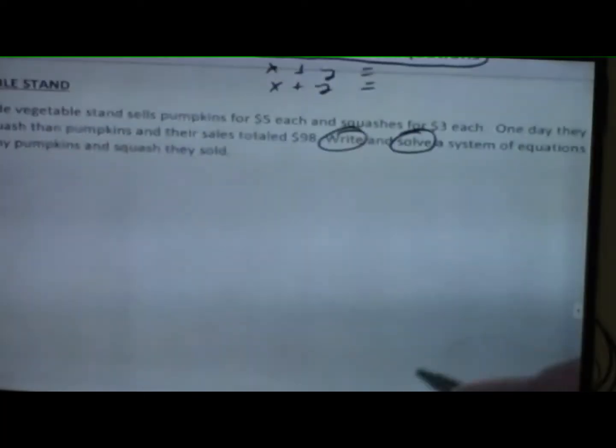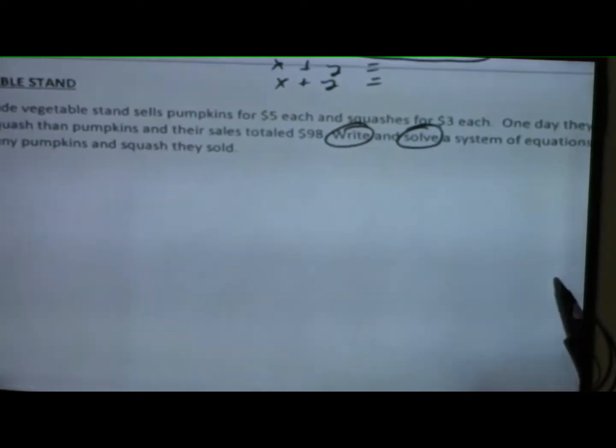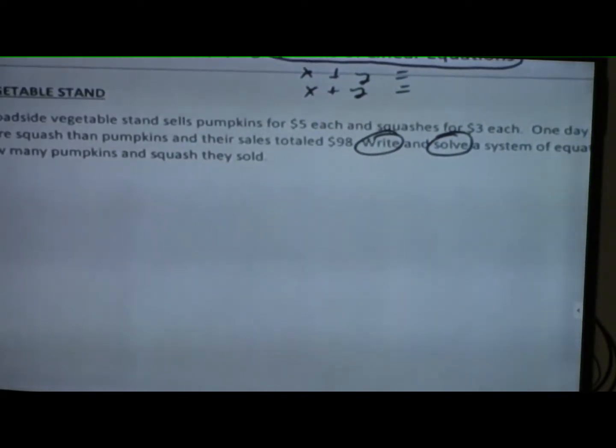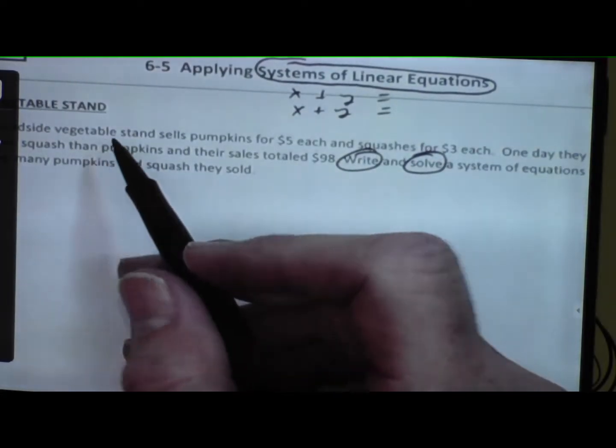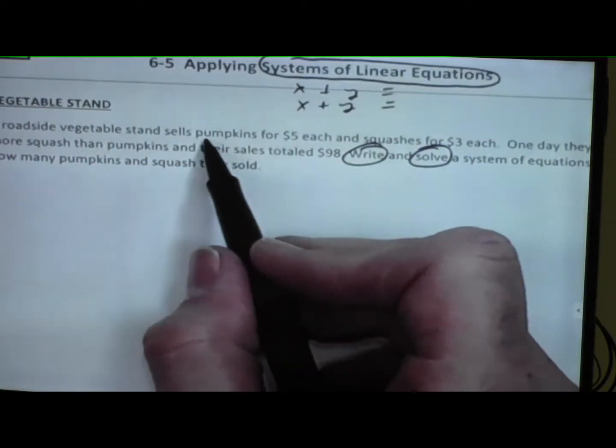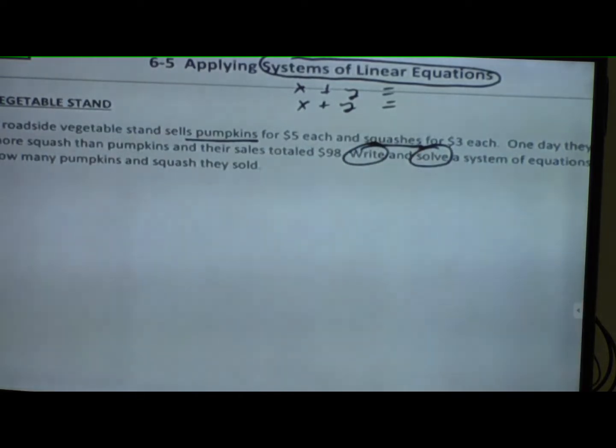So this is a two-part thing. First we're going to actually write the equations, then after that you're going to solve them. So let's think about that. We'll put that away. So we have pumpkins and squash.